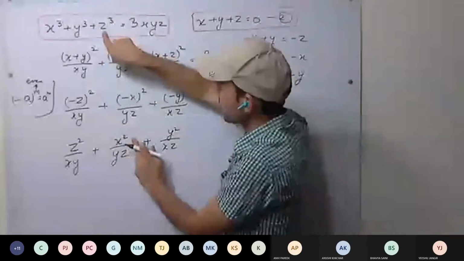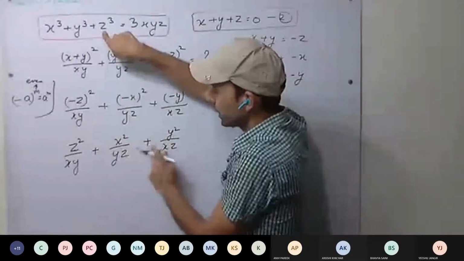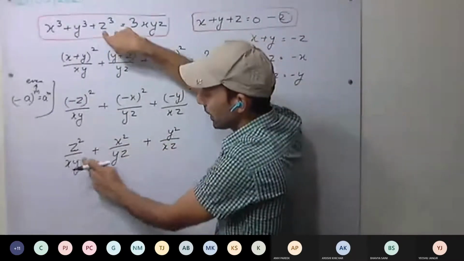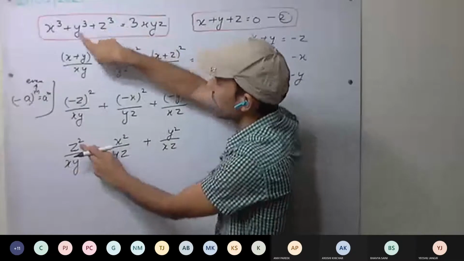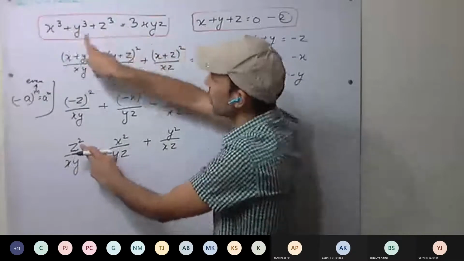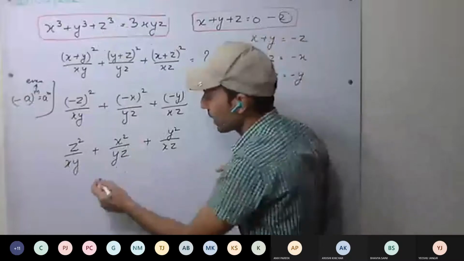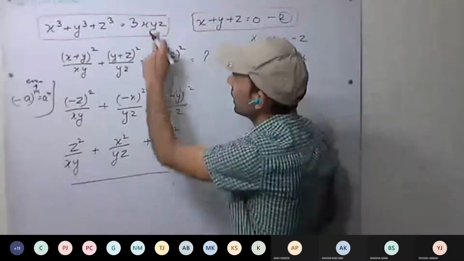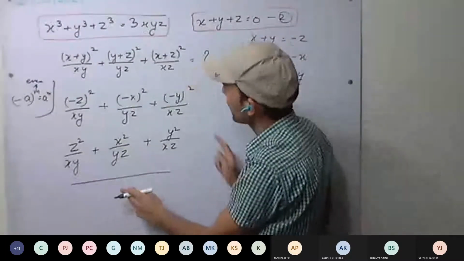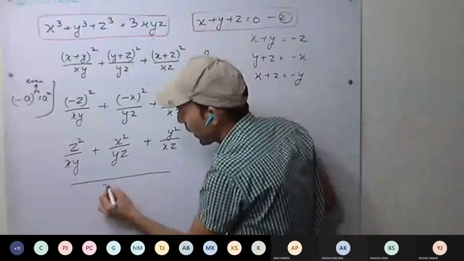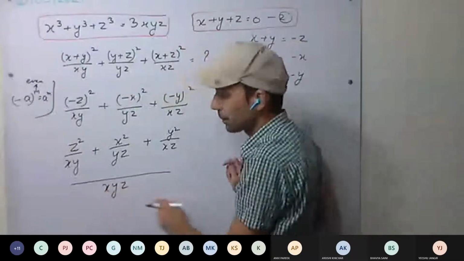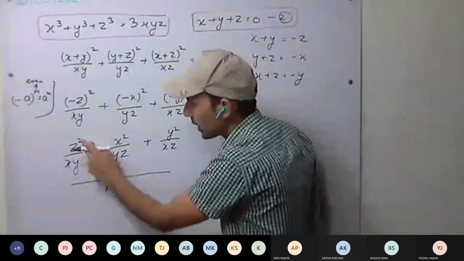Here we have z square, x square, y square. Now if we take the LCM, z cube we can get. So we can make use of this one. Next step, we have to take the LCM. Take the LCM, and you can see xyz, xyz may get cancelled as well. So xyz will be the LCM, xy into z.